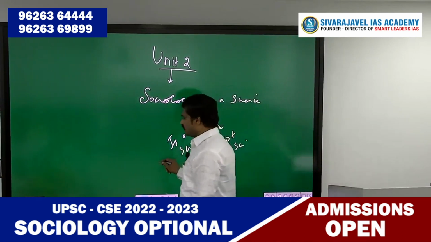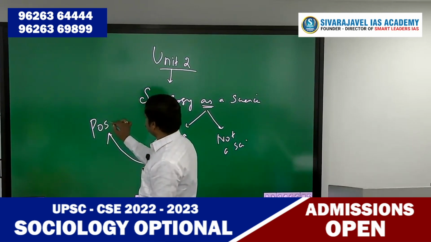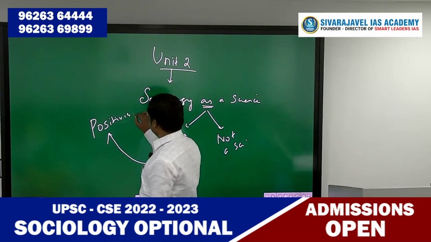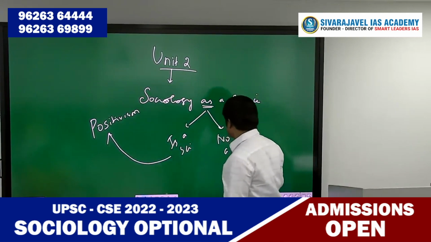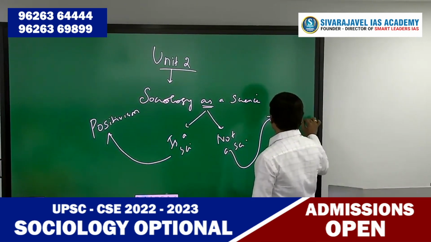Who says sociology is a science? Positivism. And who says sociology is not a science? Non-positivism, or anti-positivism.